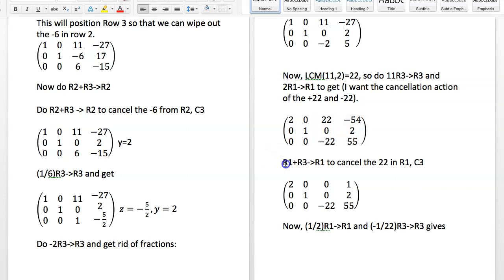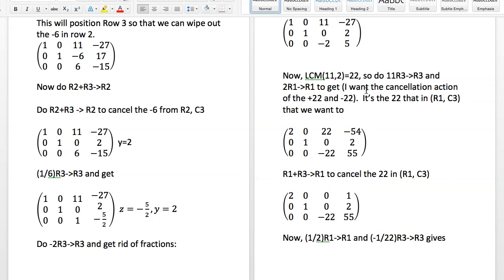So here we go, guys. Here's a true put call, a non-trivial one. Row 1 plus row 3, put call row 1. We do that to cancel the 22 in row 1. Now we don't dare do that in row 3, right? We do that to cancel the 22 in row 1, column 3 in particular. This old 22 that we used to have right here, that pos 22, it's the pos 22 in row 1, column 3 that we want to wipe away, right?